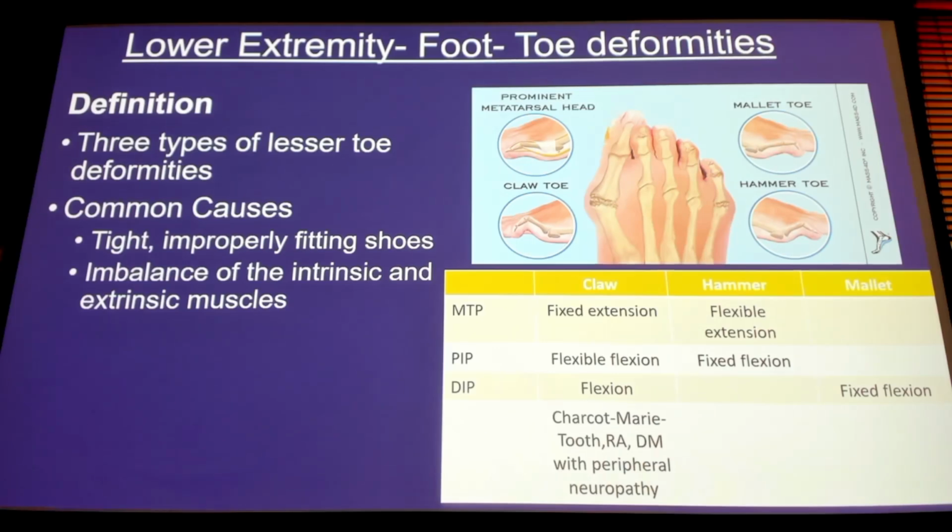So when it says flexible flexion for claw and flexible extension for hammer, does flexible mean I can do that movement? It means that you can move it passively, right? In some cases, if you ask the patient to move it, there's so much tissue around it, the patient may not be able to move it, right? But you can move it if you passively move it. Excellent question.